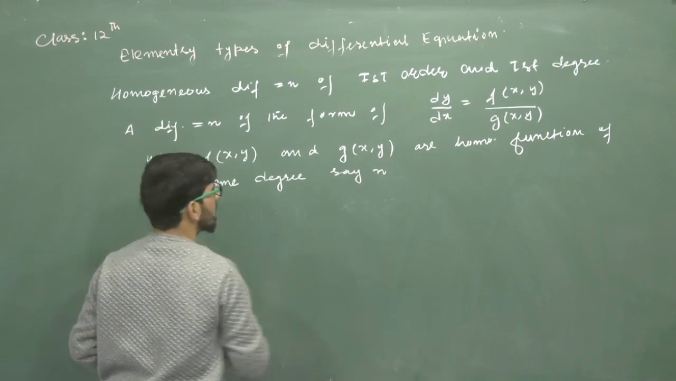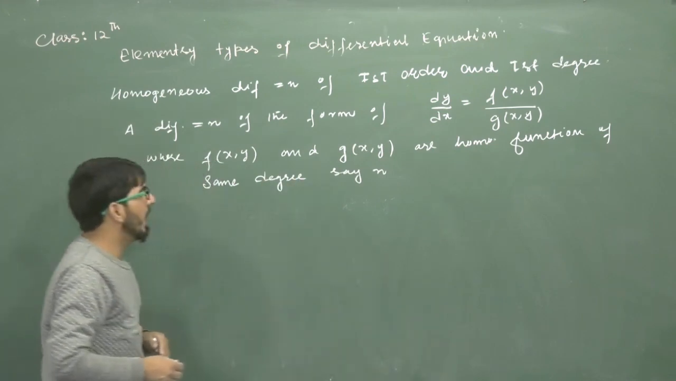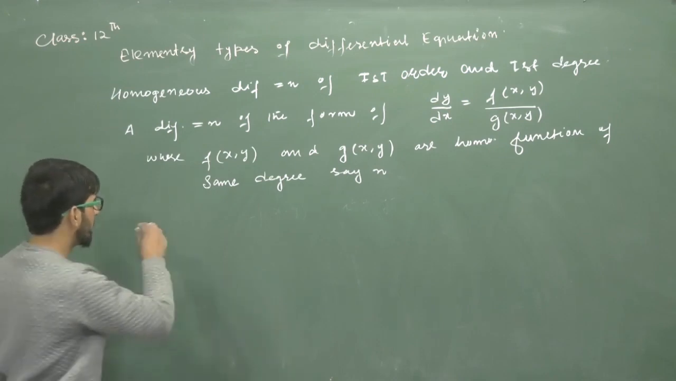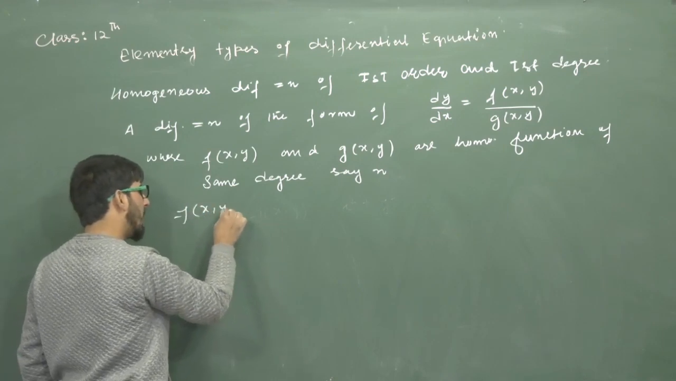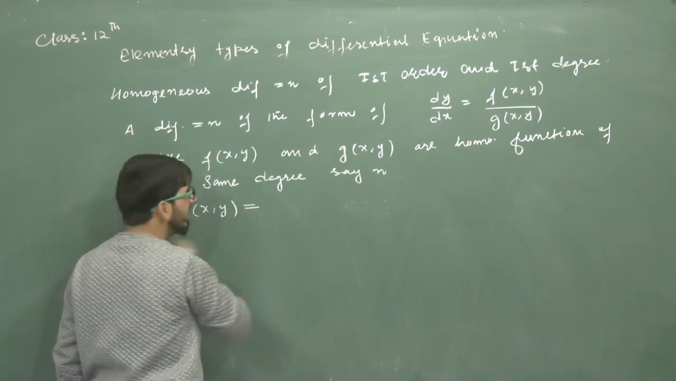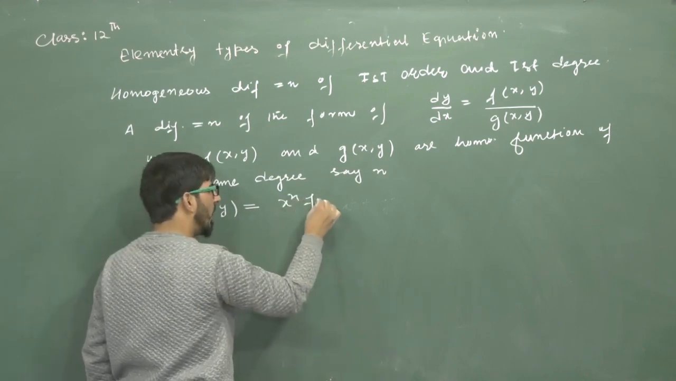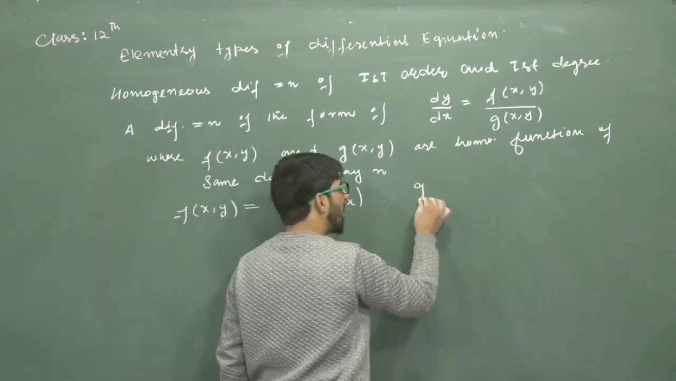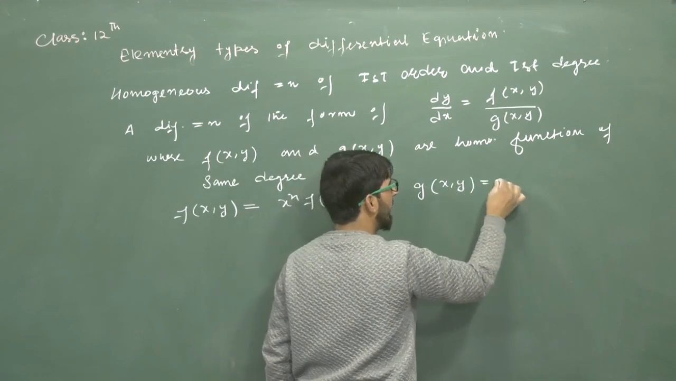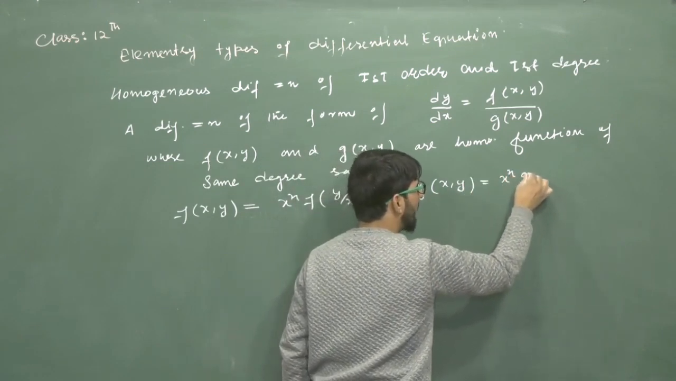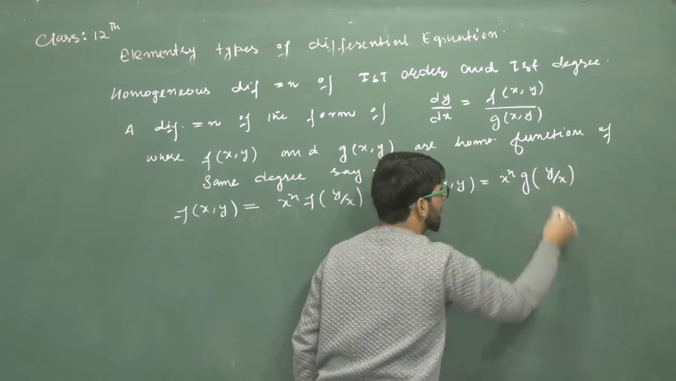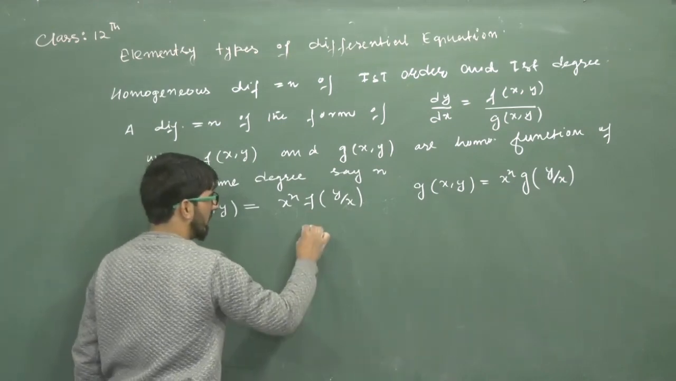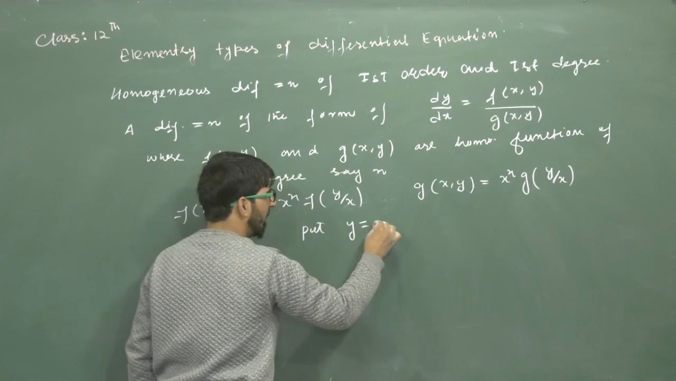So f of x comma y and g of x comma y are homogeneous functions of the same degree. Thus f of x comma y can be written as x raised to power n of f of y by x, and g of x comma y can be written as x raised to power n of g of y by x. So substituting here, put y is equal to vx.